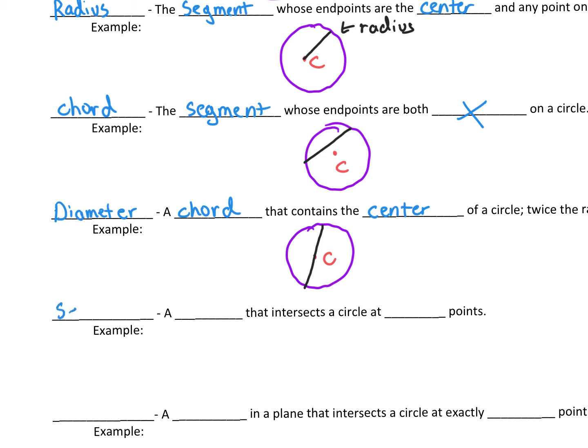Next is a secant. A secant is similar to a chord, but it is a line that intersects 2 points of the circle. So it goes all the way through the circle. So if we draw a circle here, now instead of a line segment, if it goes all the way through and it's a line, it's a secant.